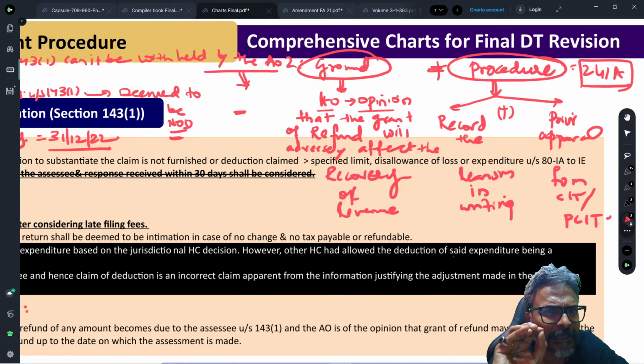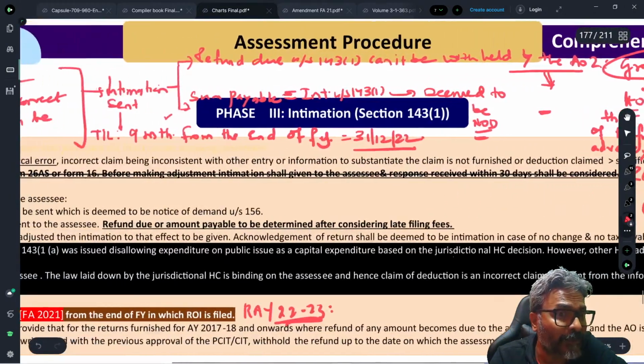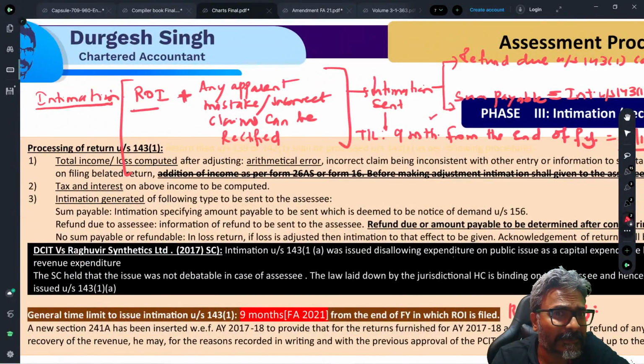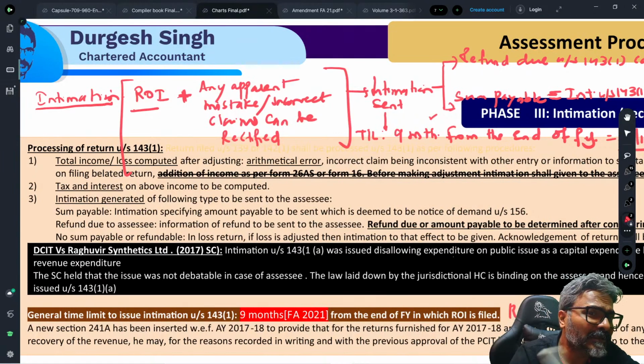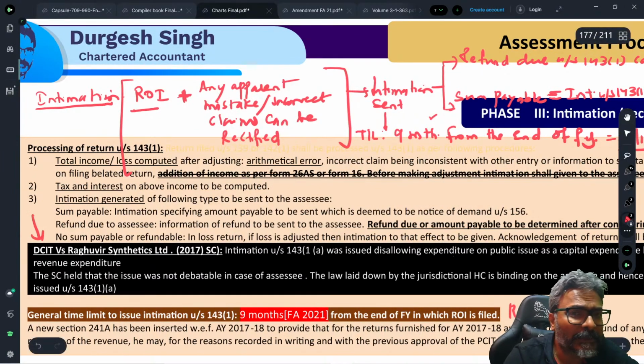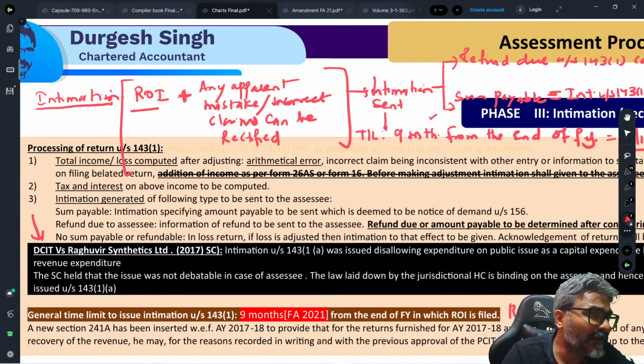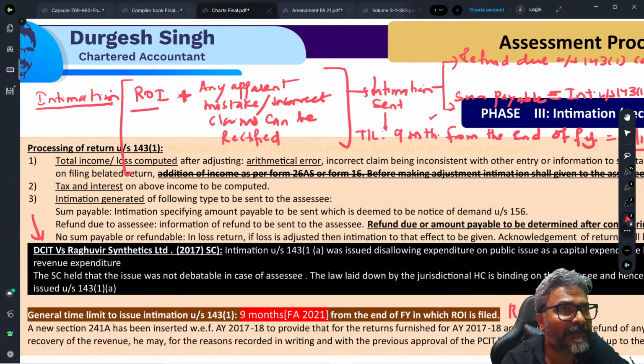Now, one of the most important questions, students, which I can see for your May 22 attempt is this case law which the ICAI has covered. Which case law? Raghuveer Synthetics Limited, Supreme Court. ICAI has covered this in their module, but they haven't targeted it in the examination up till now, therefore I consider this case law to be one of the most important ones.